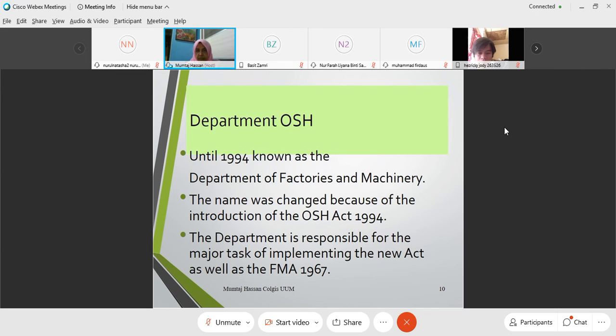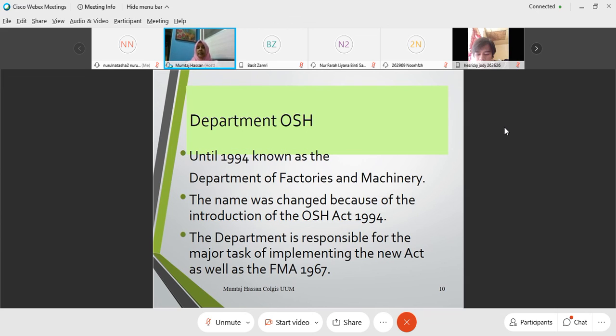Can anyone explain, DOSH will be enforcing which act? Occupational Safety and Health, yes. OSHA. So, OSHA and also the Factory and Machinery Act. Okay, so DOSH will be enforcing OSHA, this act, and also the Factory and Machinery Act.